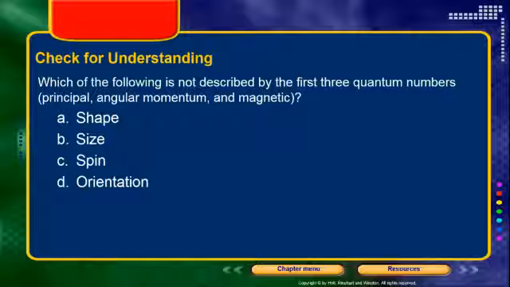All right, let's finish up with a check for understanding. Which of the following is not described by the first 3 quantum numbers? That's the principal, angular momentum, and magnetic. It's the spin, right? So basically, which one of the 4 quantum numbers is not listed right there? The spin quantum number is the only one not listed.